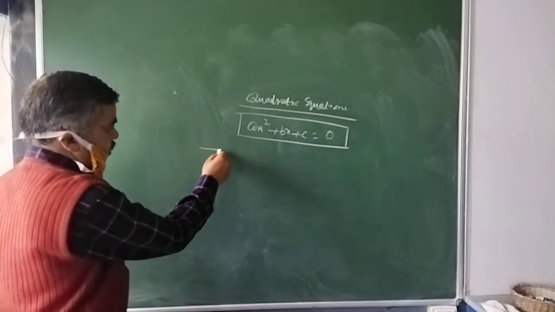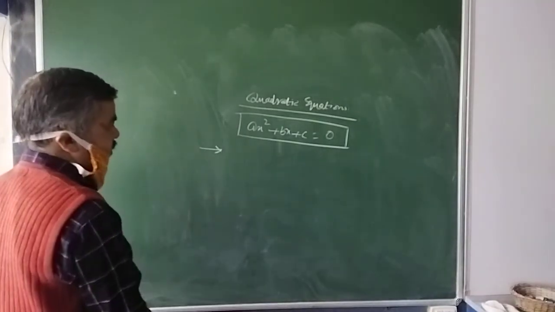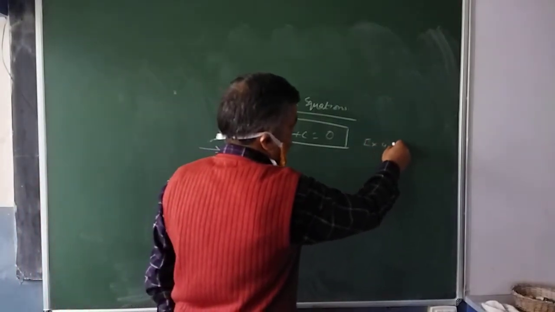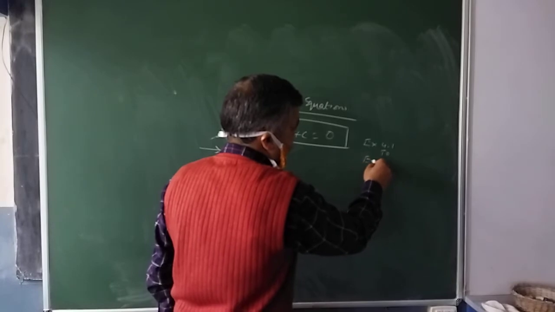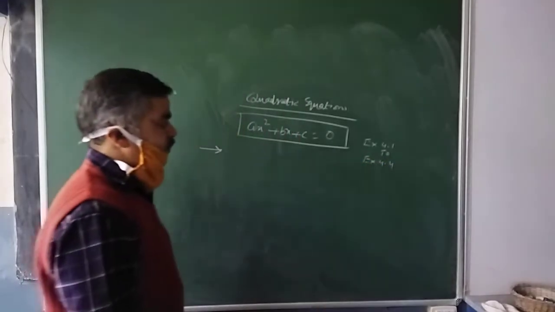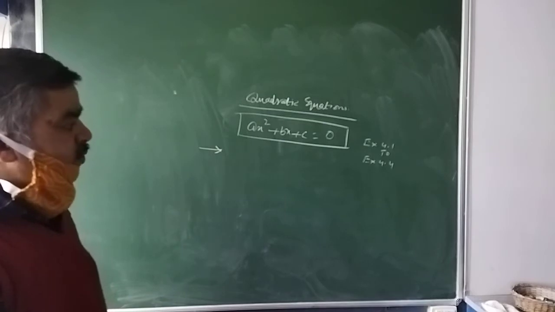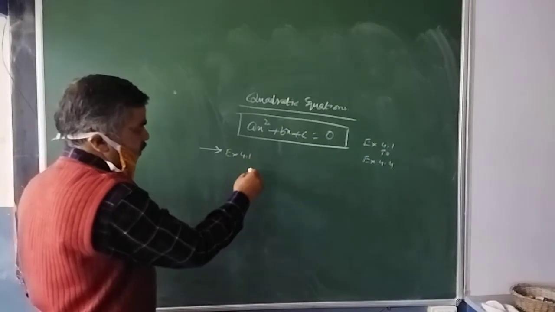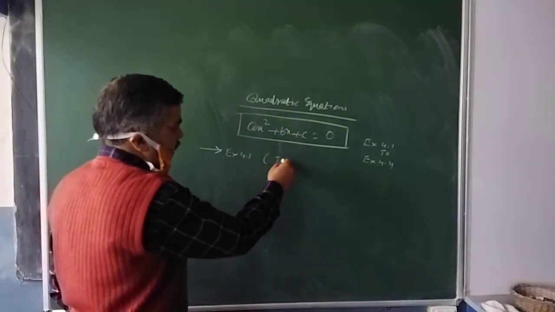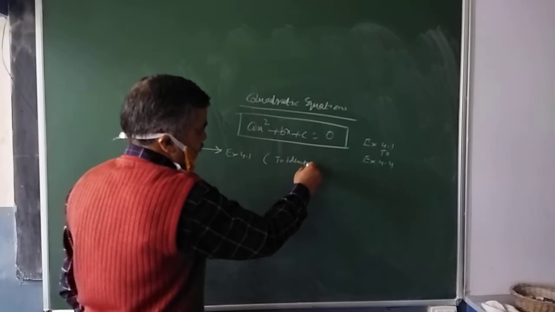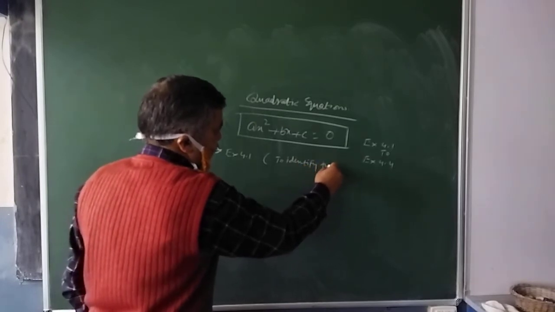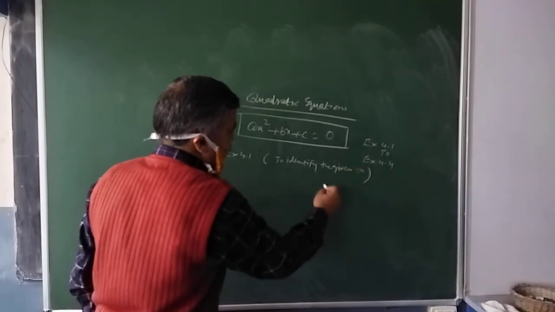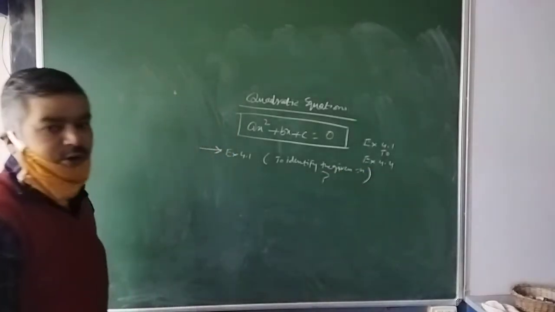So first of all, if you go to the 4 exercises in your syllabus, exercise 4.1 to exercise 4.4 from your NCERT point of view. So in exercise 4.1, we will be covering how to identify the given equation, whether that is quadratic or not.